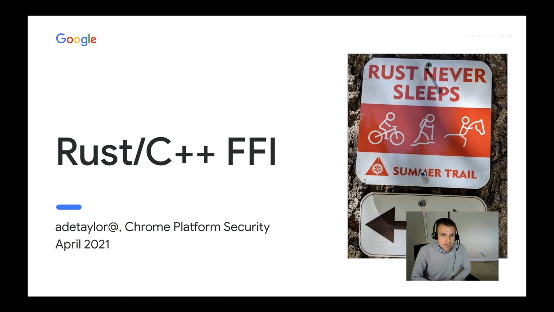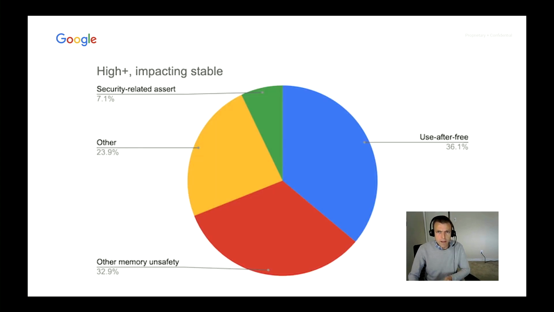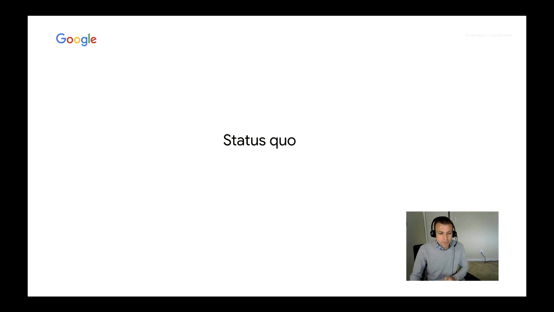Hi, I'm Adrian from the Chrome Platform Security team, and I want to talk to you about C++ Rust interop. Why? We find that about 70% of our security bugs are memory safety bugs, use after free, buffer overflow, things like that. We want to get them under control.